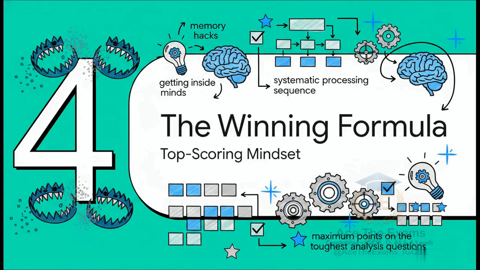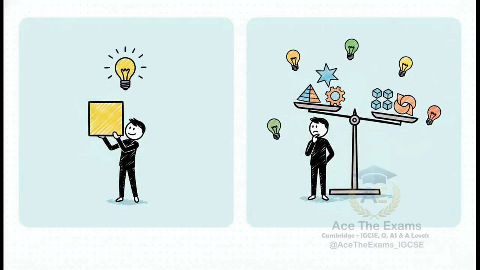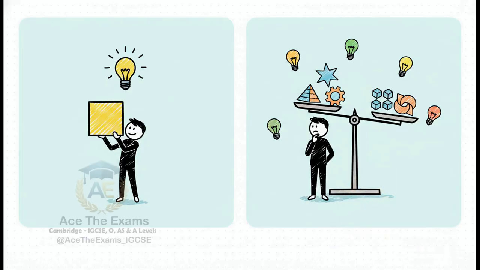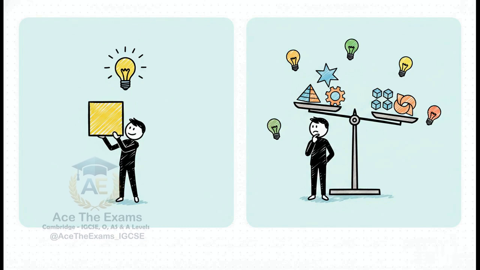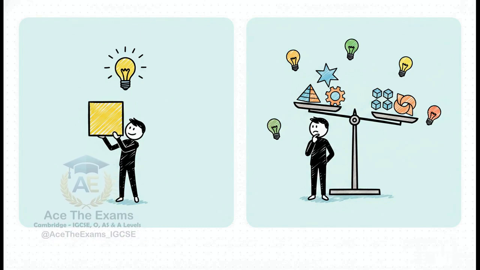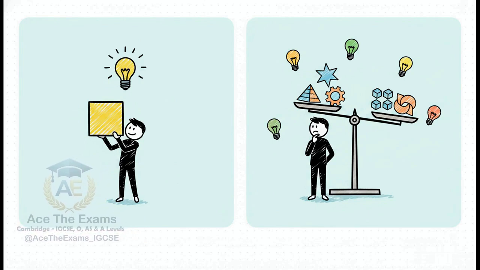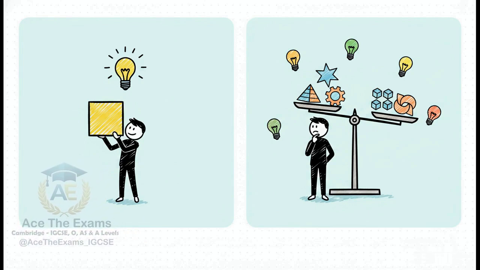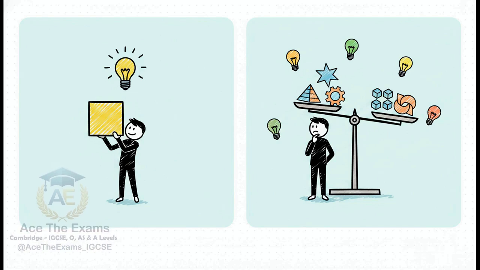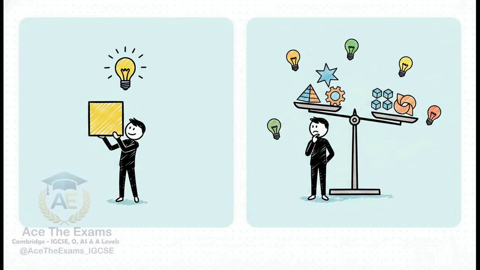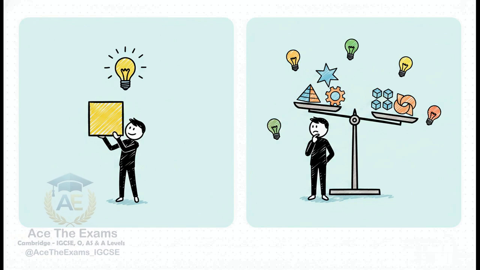Section 4. The winning formula. We are going inside the mind of a top-scoring candidate. This contrast perfectly highlights the fundamental difference in how students approach problem solving. An average candidate looks at a problem regarding, say, incredibly slow image loading times on a website, and they state one single generic solution: reduce the image resolution. Boom, done. But a top-scoring candidate takes a completely different path.